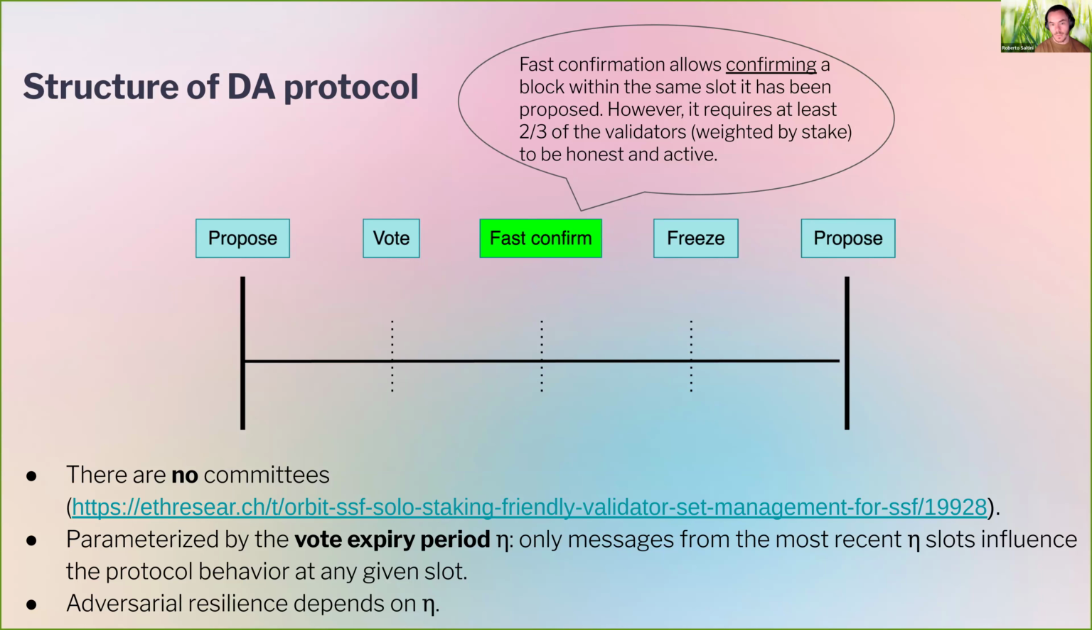The question is, why don't we set this expiry period to infinite, so we are resilient to any asynchronous period? Well, the problem is that if we do that, we go back to a situation where our protocol becomes less dynamically available. We will always need at least half of the validator set to be online. So there is a trade-off between resilience to asynchrony and the level of dynamic availability.